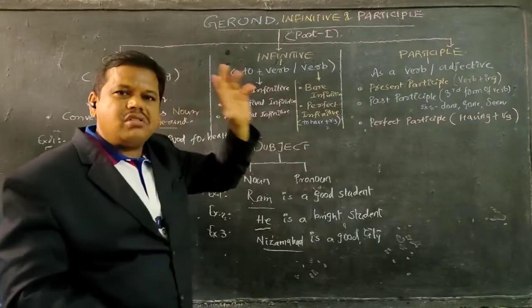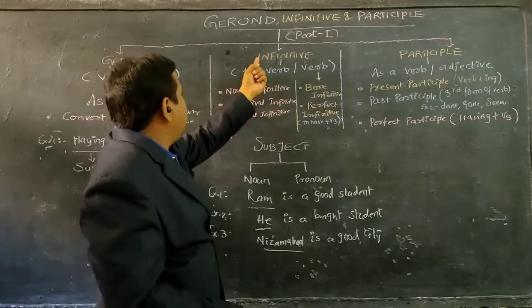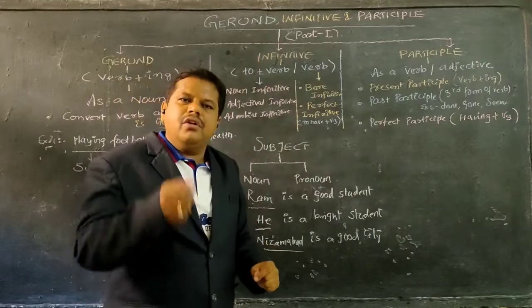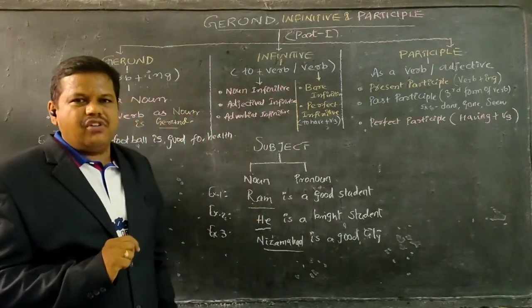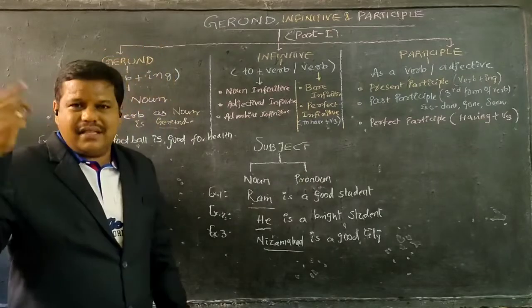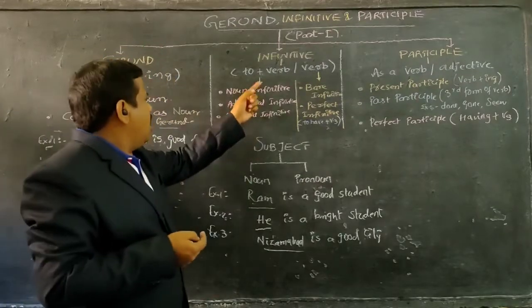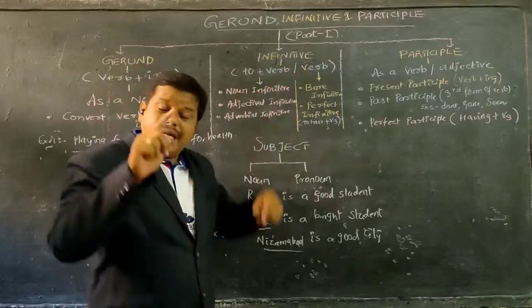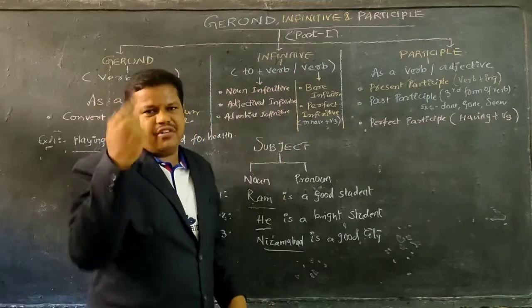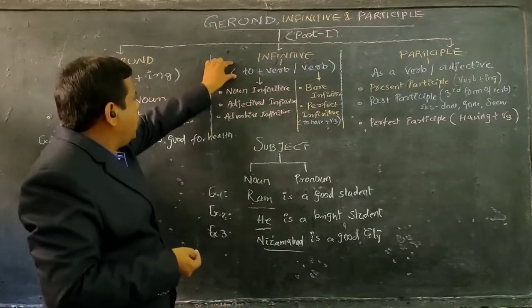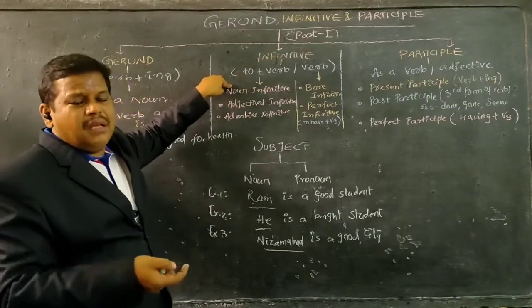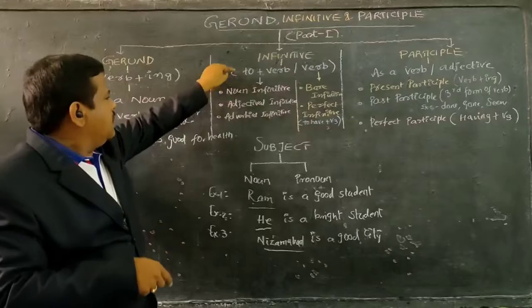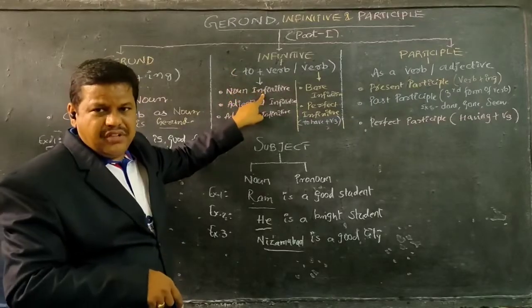Possibility number one. In most cases, when you are talking about an infinitive, we use to plus verb form. We already discussed this in other concepts. So, to plus verb form can also be used as a noun. When you are going to use to plus verb as a noun, then this is called a noun infinitive.